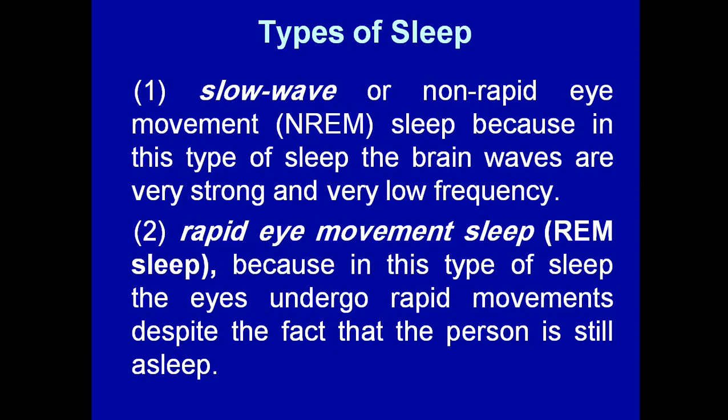The second type is rapid eye movement sleep. This is the type of sleep in which the eyes undergo rapid movements despite the fact that the person is still asleep.